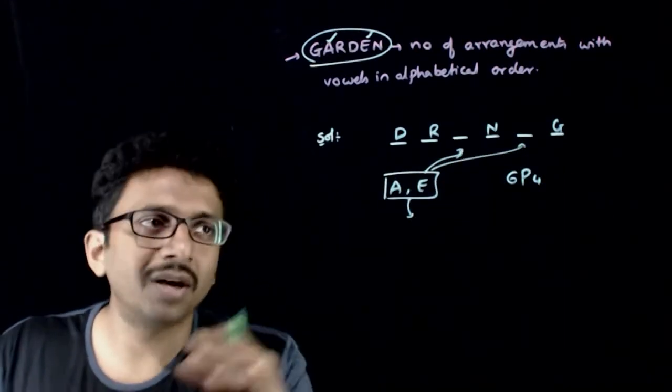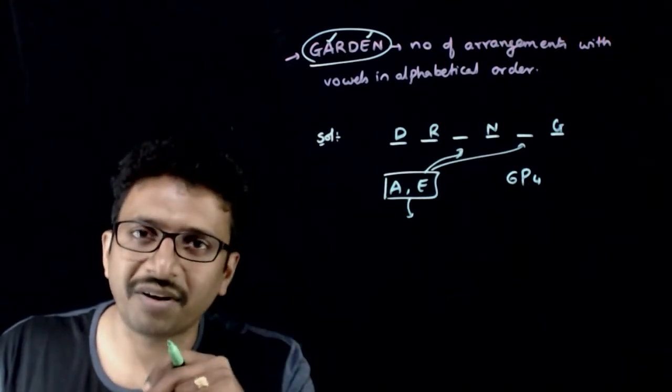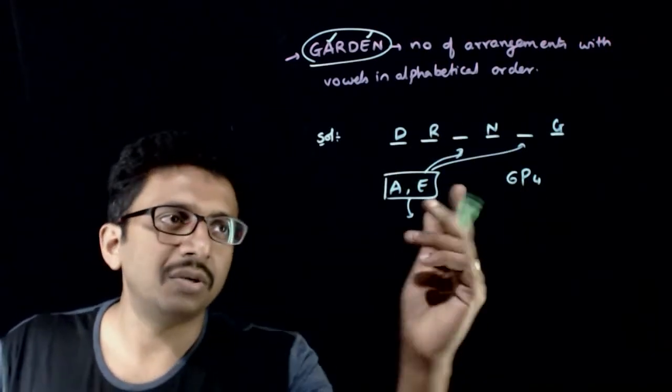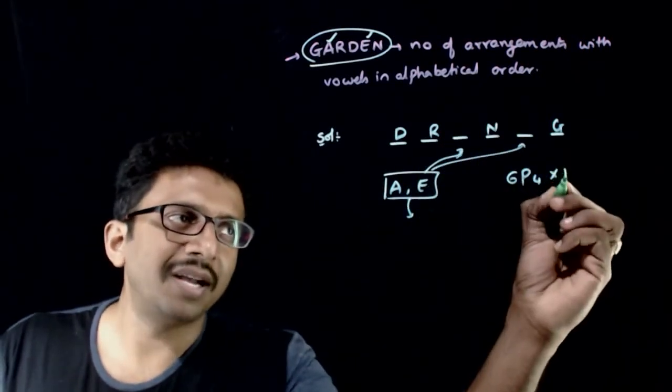So there is only one way, because A has to come before E. The order of A and E is already specified. So A and E can be arranged in only one way. So you get into 1.